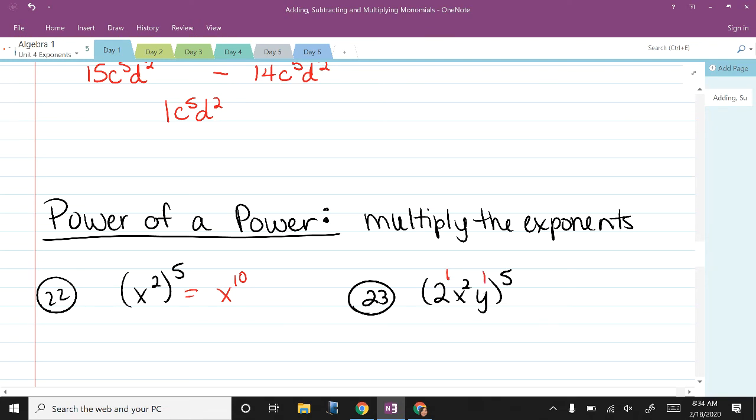Right? Okay? And the rule is, power of a power, you multiply. So that's going to be 2 to the, what's 1 times 5? 5. 2 to the 5th, right? And then 2 times 5, I multiply that and get x to the 10th. And then y, 1 times 5 is y to the 5th.